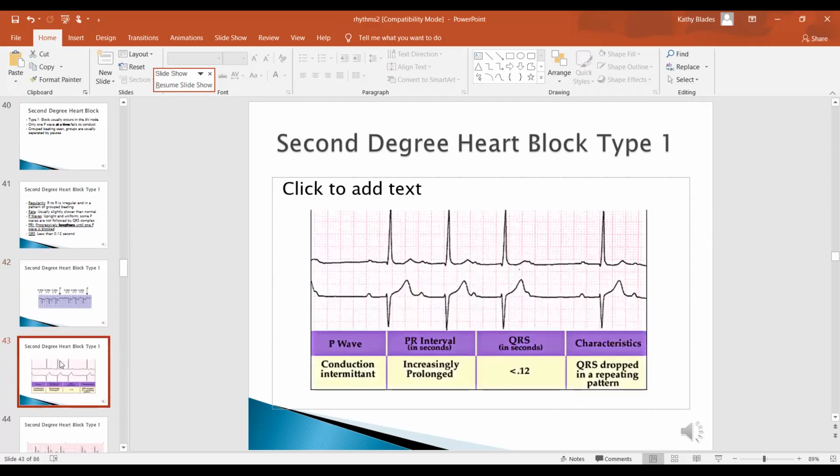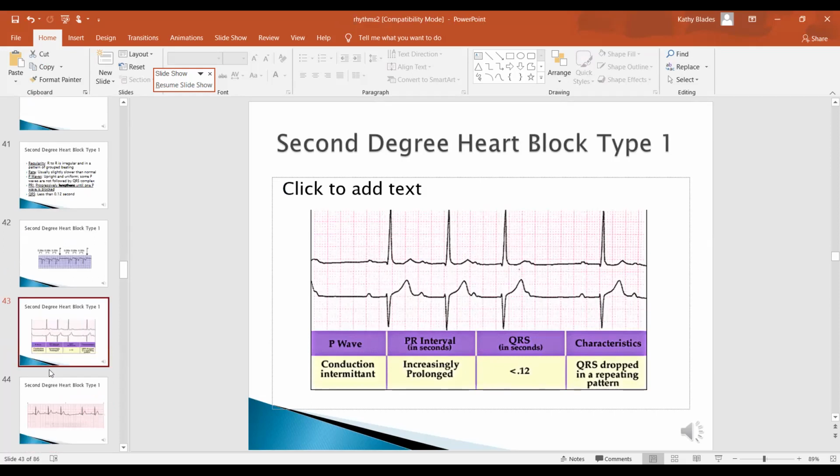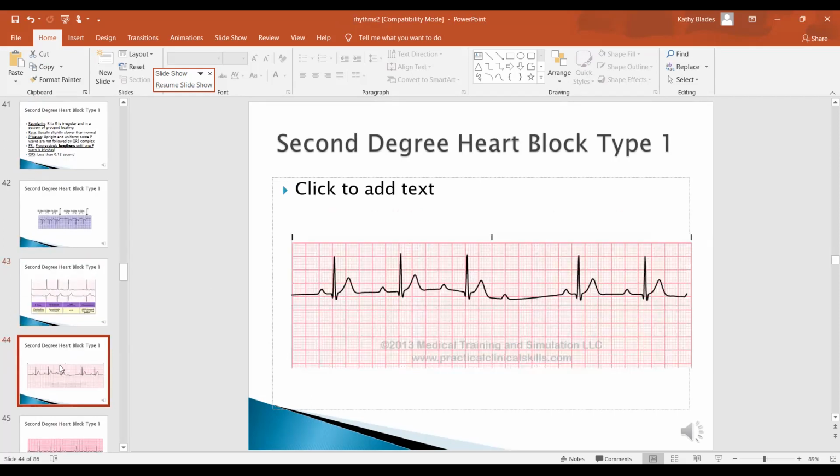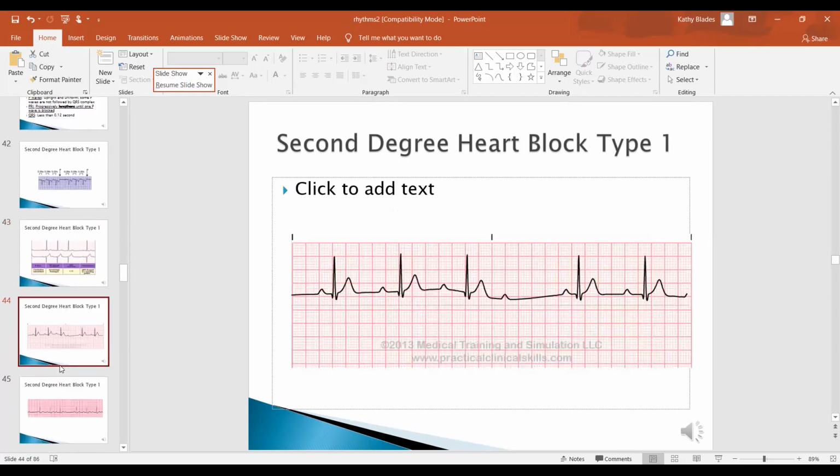And that makes a Wenckebach. So this one, same thing. Here's your P. Your P's kind of right there, and your P is kind of back here. It's almost in the T wave. And then you have this P wave on the T wave and nothing. So that is a second degree heart block type 1, or a Wenckebach. Okay.